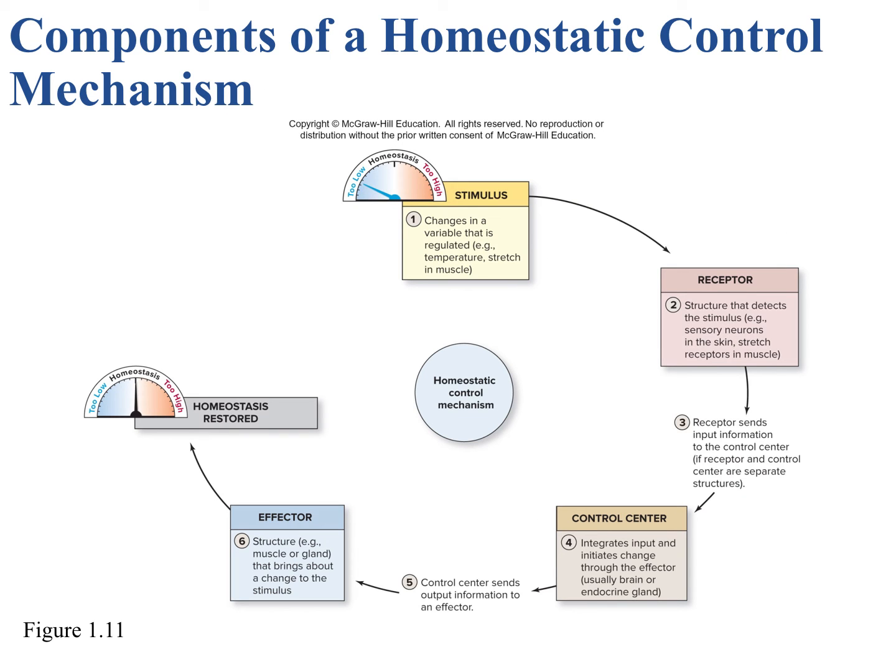Here's a diagram from your textbook. Same thing, right? Stimulus, receptor. In this case, they actually include the stimulus as one of the parts. You should, because without the stimulus, the receptor is pointless. All right? Receptor detects the stimulus, control center, and then the effector. And the point of this is to restore homeostasis. Restore body temperature to 98.6. Restore blood pressure back to 120/80. All right, restore heart rate back to 60 beats per minute. Okay? Questions?